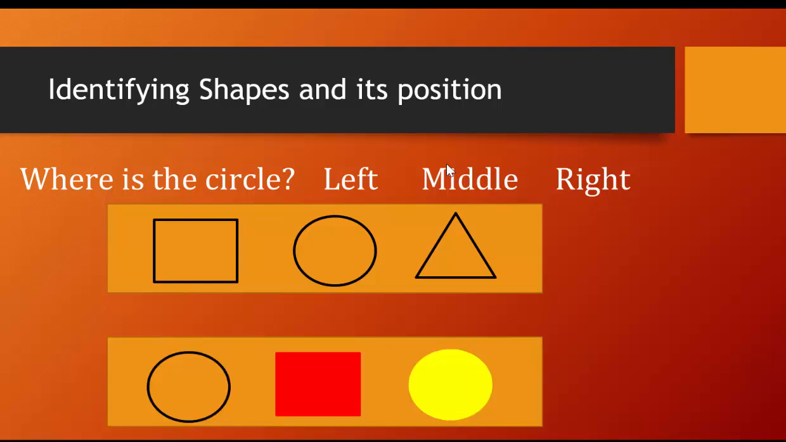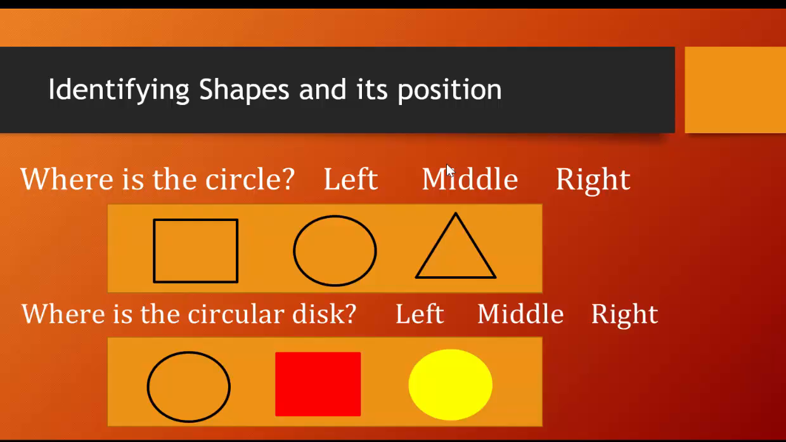The next one is, now we are asking different questions, not circle. We are saying circular disc. So circular disc meaning is not the boundary only. It should have everything inside. So in this case, this shape, the yellow one, that is a circular disc and it is on the right hand side.